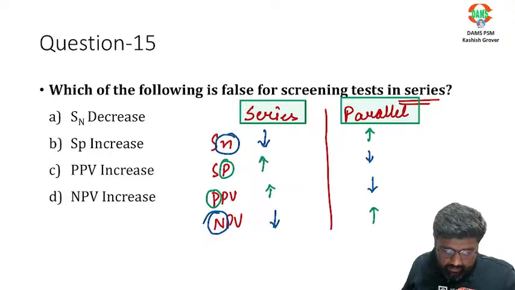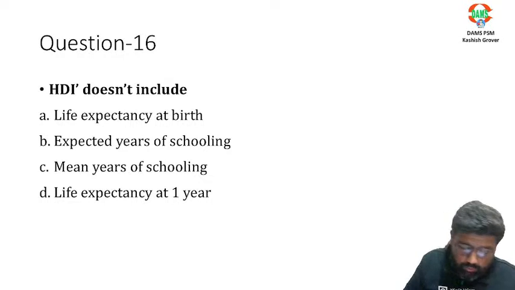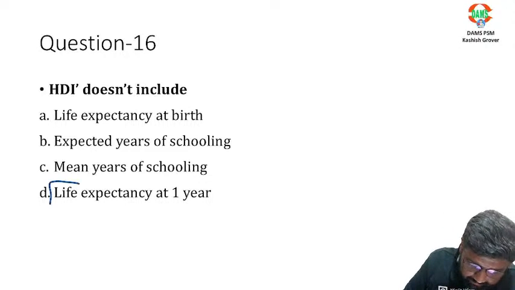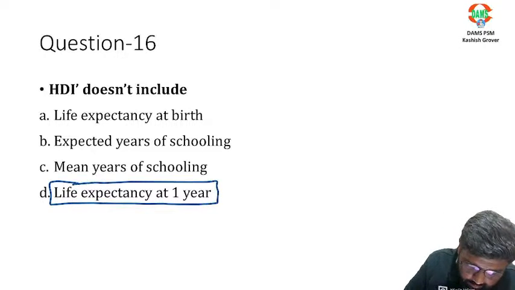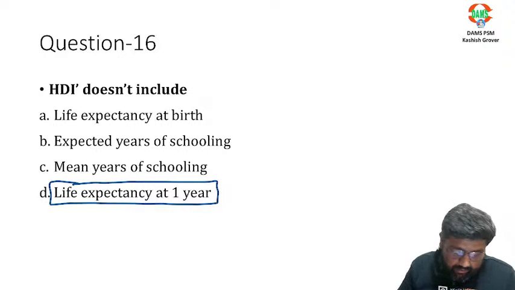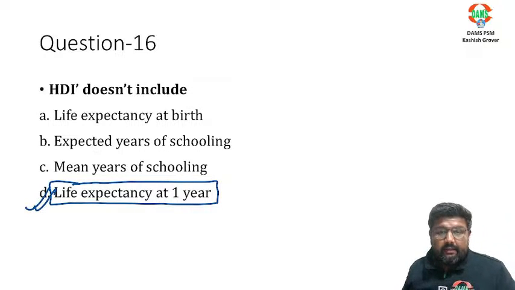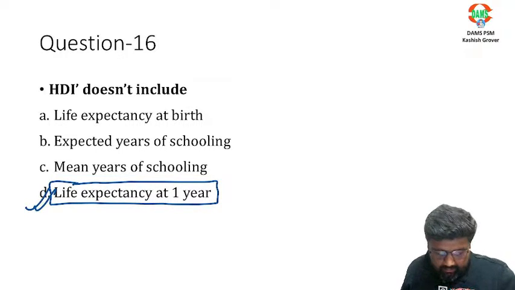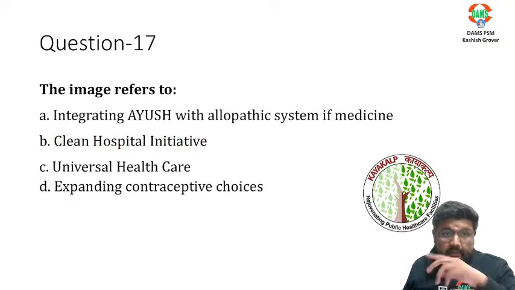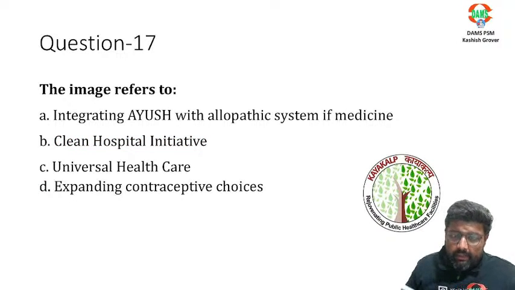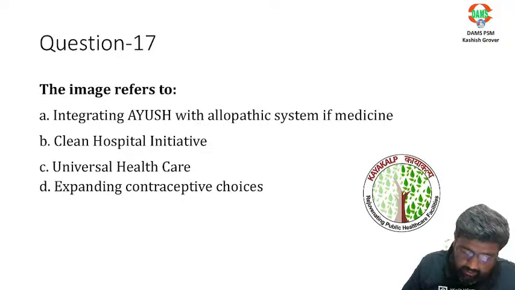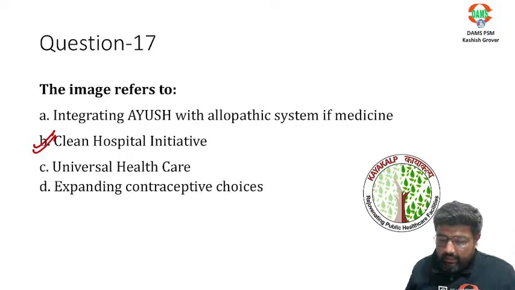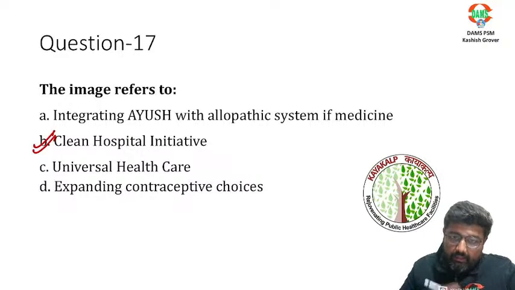Good. HDI does not include life expectancy at birth? No, life expectancy at birth is considered in HDI. So D is the correct answer. Kaya Kalp is an initiative for Clean Hospital. Kaya Kalp is Clean Hospital Initiative. B is the correct answer.